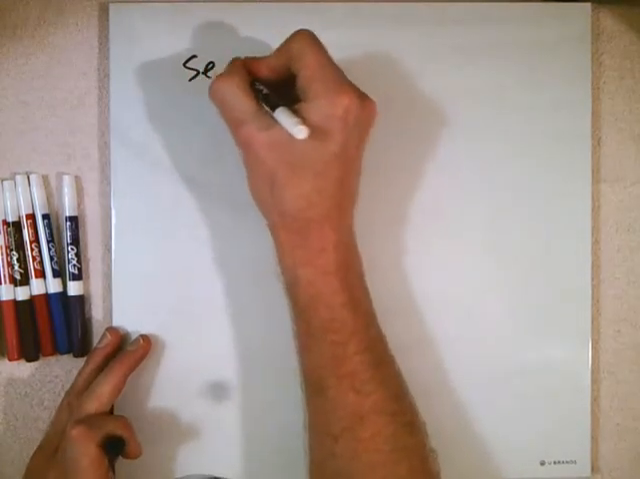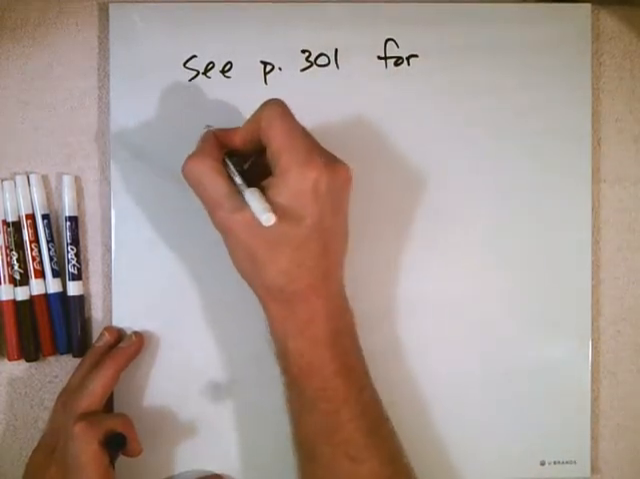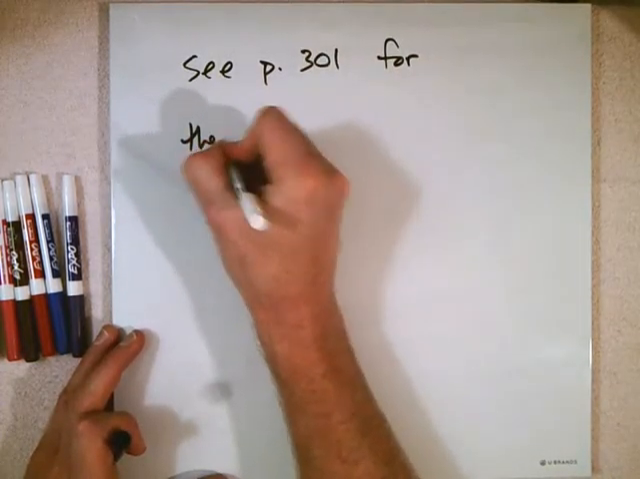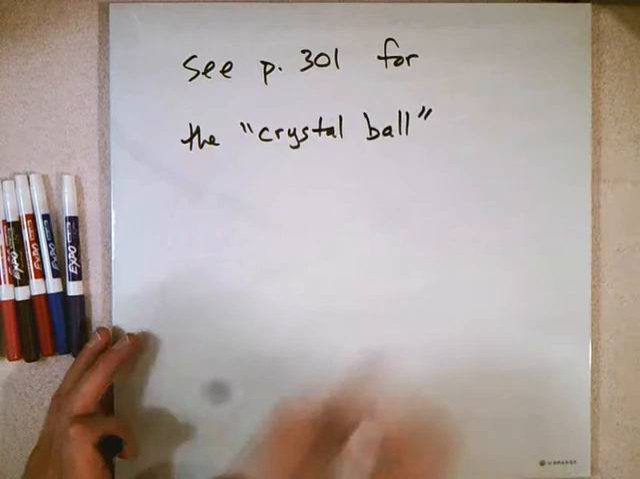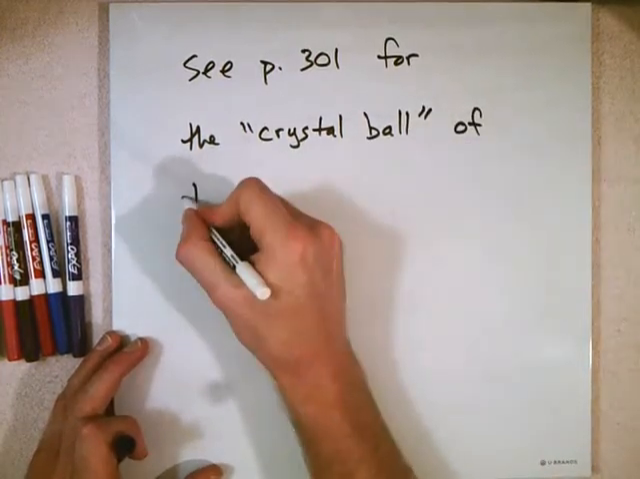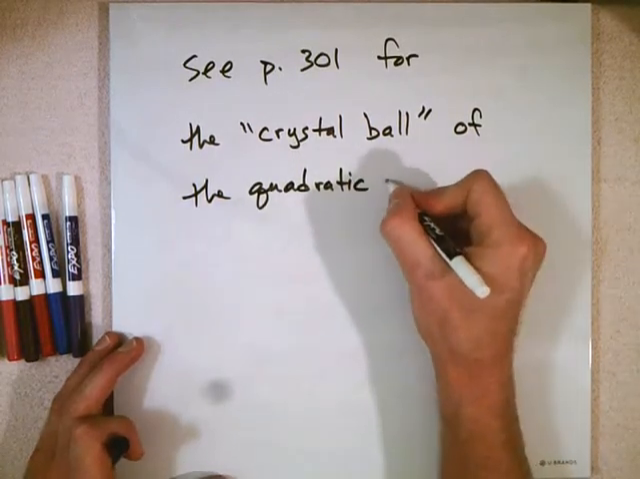All right. Oh, by the way, one other thing I should probably mention too. It's in the notes. Read page 301 for how the quadratic formula can tell you whether something factors. So see page 301 for, you might say it this way, the crystal ball, if you will. Crystal ball of the quadratic formula. What it does is it can tell you ahead of time whether something factors. I'll just kind of give it to you in brief here.